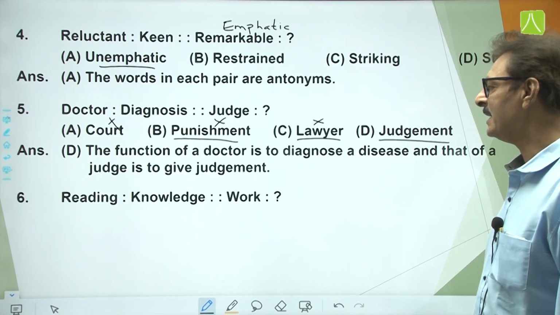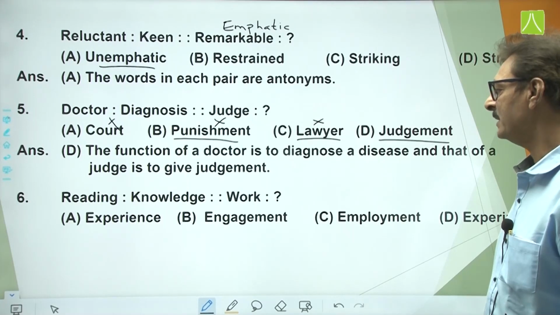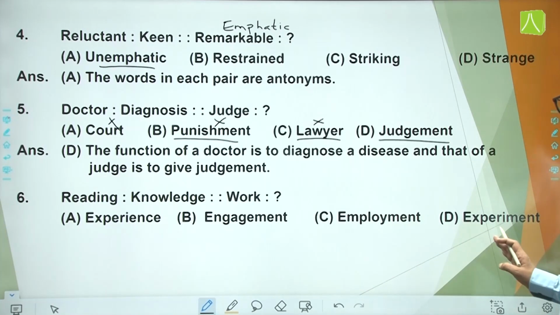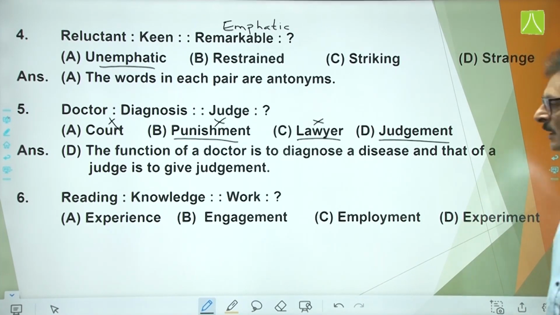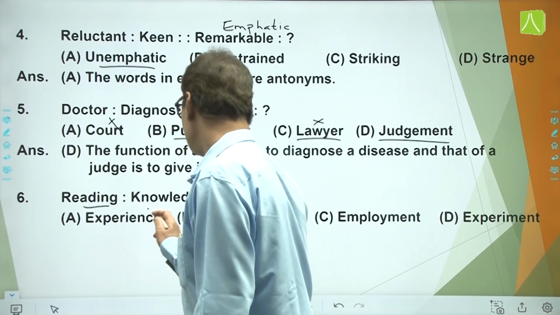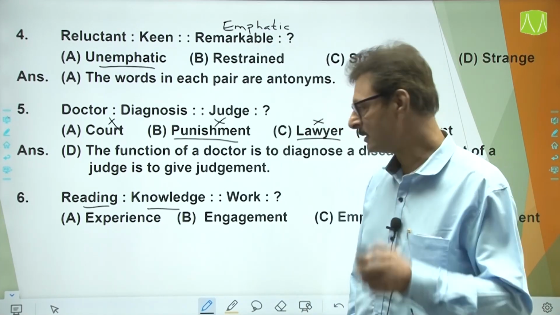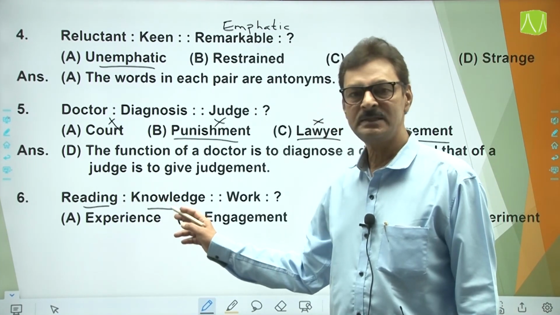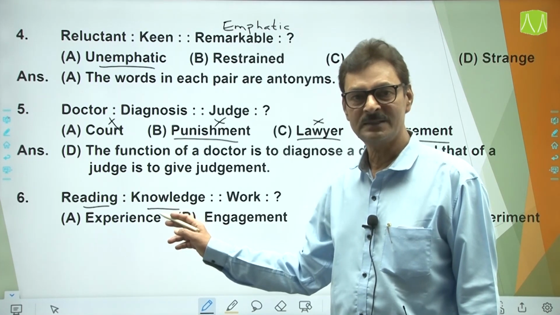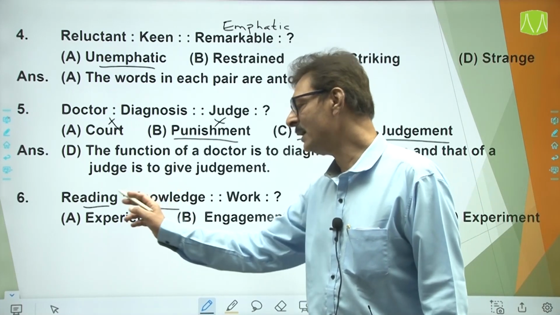Next one. Reading is to knowledge. Similarly, work is to what? Experience, engagement, employment or experiment. Kya relationship hai between this word reading and knowledge? What relationship can you analyze? Reading increases your knowledge or reading gives knowledge. Yes. So the first, that is knowledge, is acquired by reading.